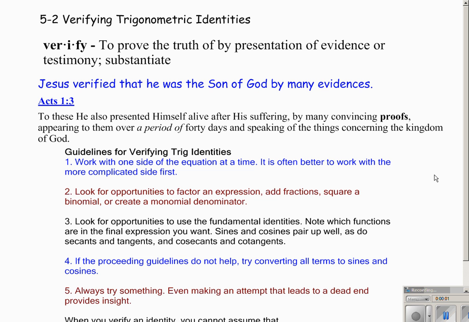Okay, here we go. Section 2, we're going to look at verifying trigonometric identities. To verify means to prove the truth of something. So we're going to prove the truth of a trigonometric identity. We're going to have two things that are equal, and we're going to prove that.